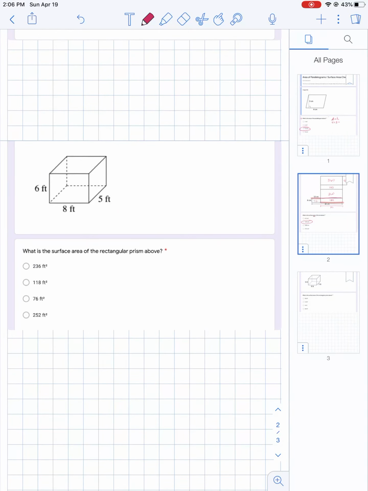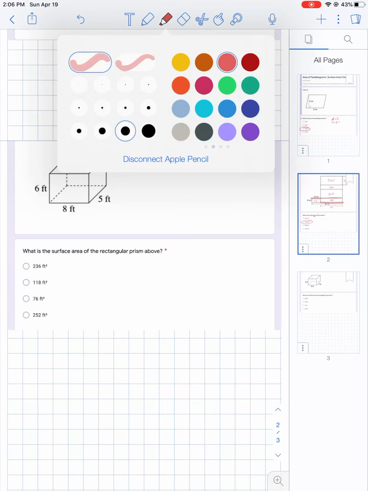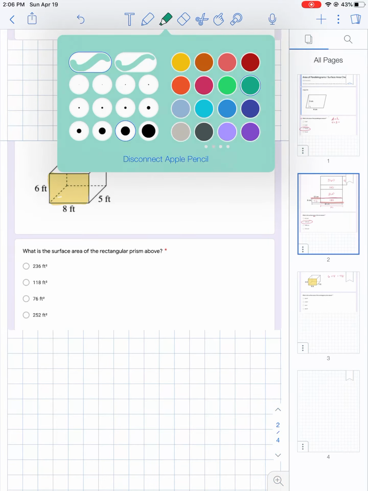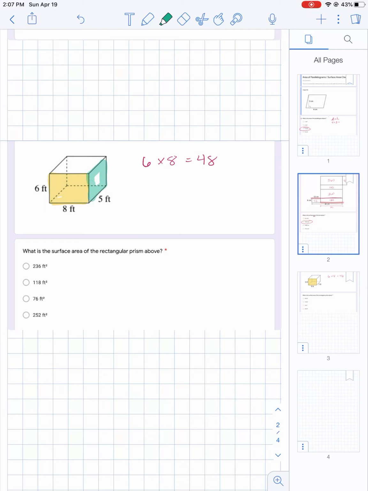And last but not least, what is the surface area of this rectangular prism? A little bit trickier because you don't have a net where you can clearly see every single rectangle. So let's talk about it here. I'm going to use my highlighter to try to make this easier. Let's think about this front box, right? That's going to be 6 times 8, which is 48. And then let's talk about this guy right over here. That height is still 6, and then it's 5 feet deep, so 6 times 5 is 30.